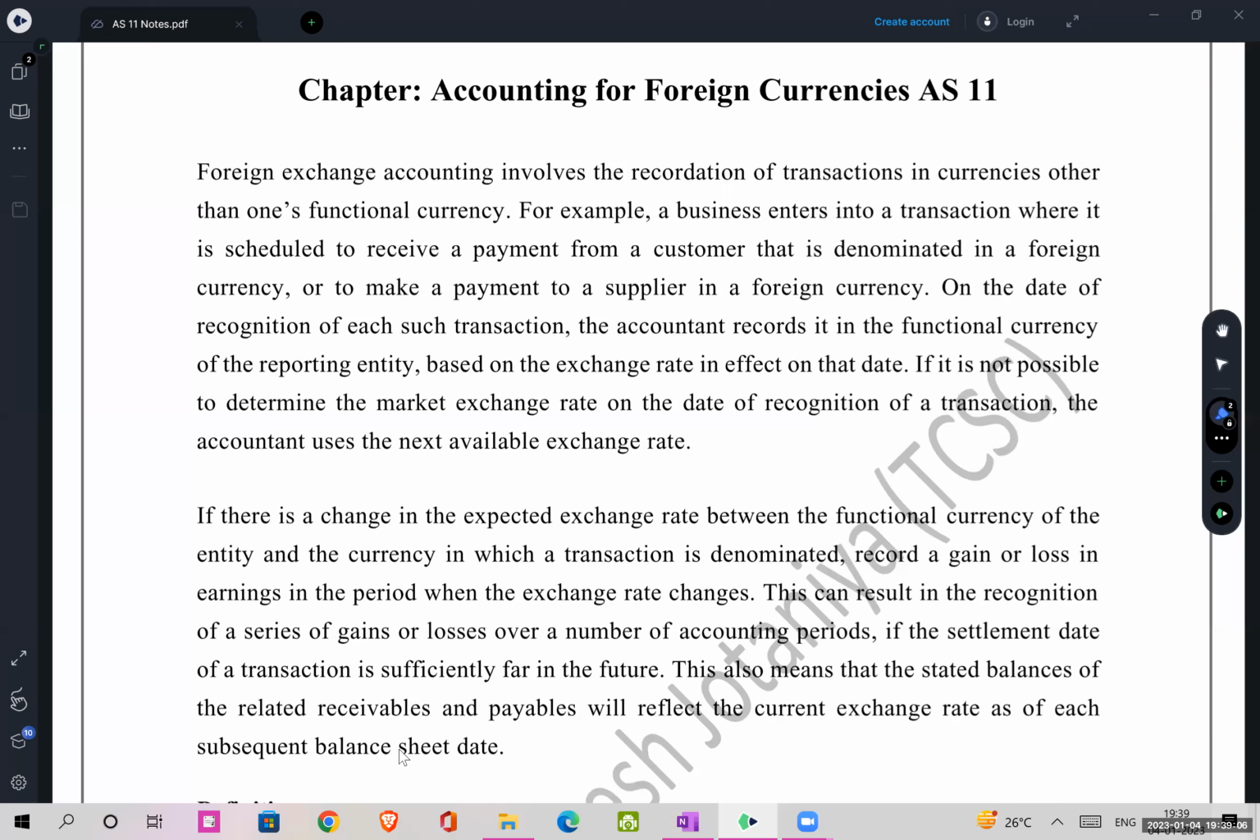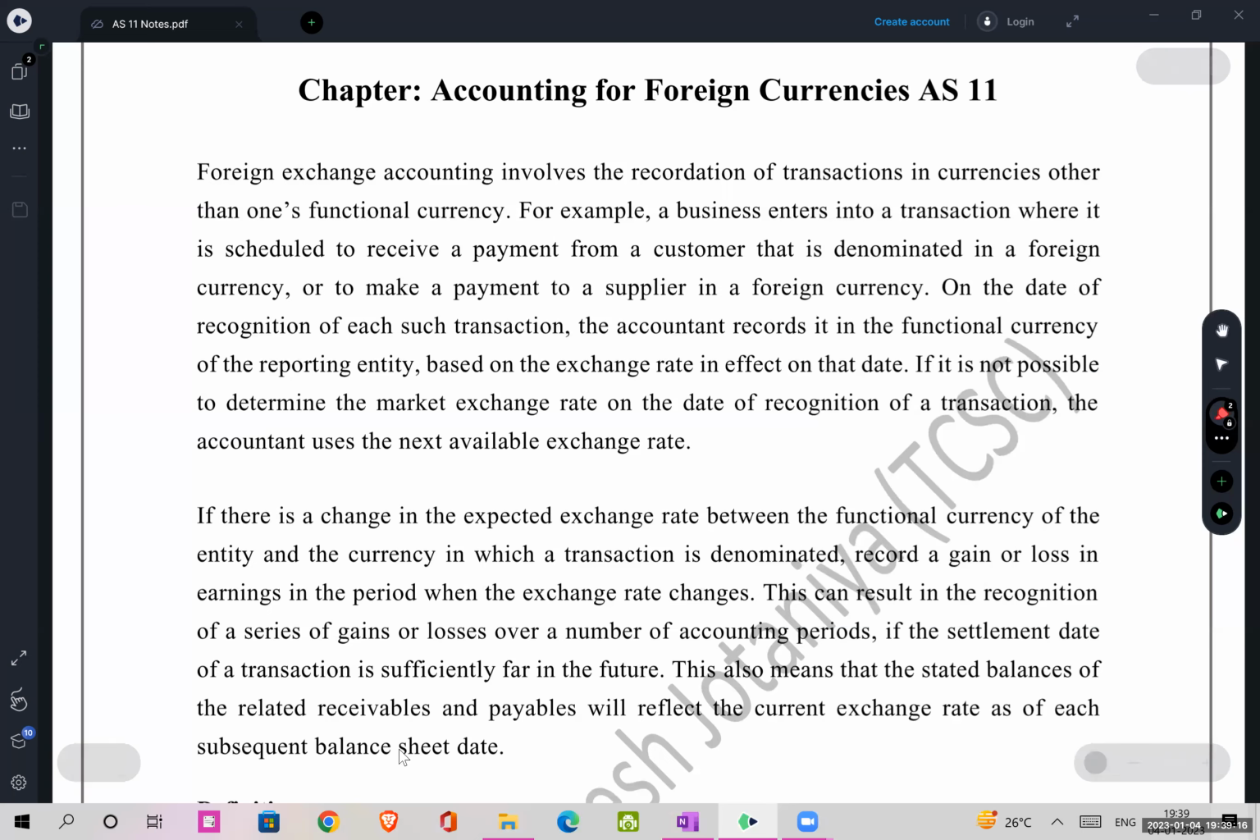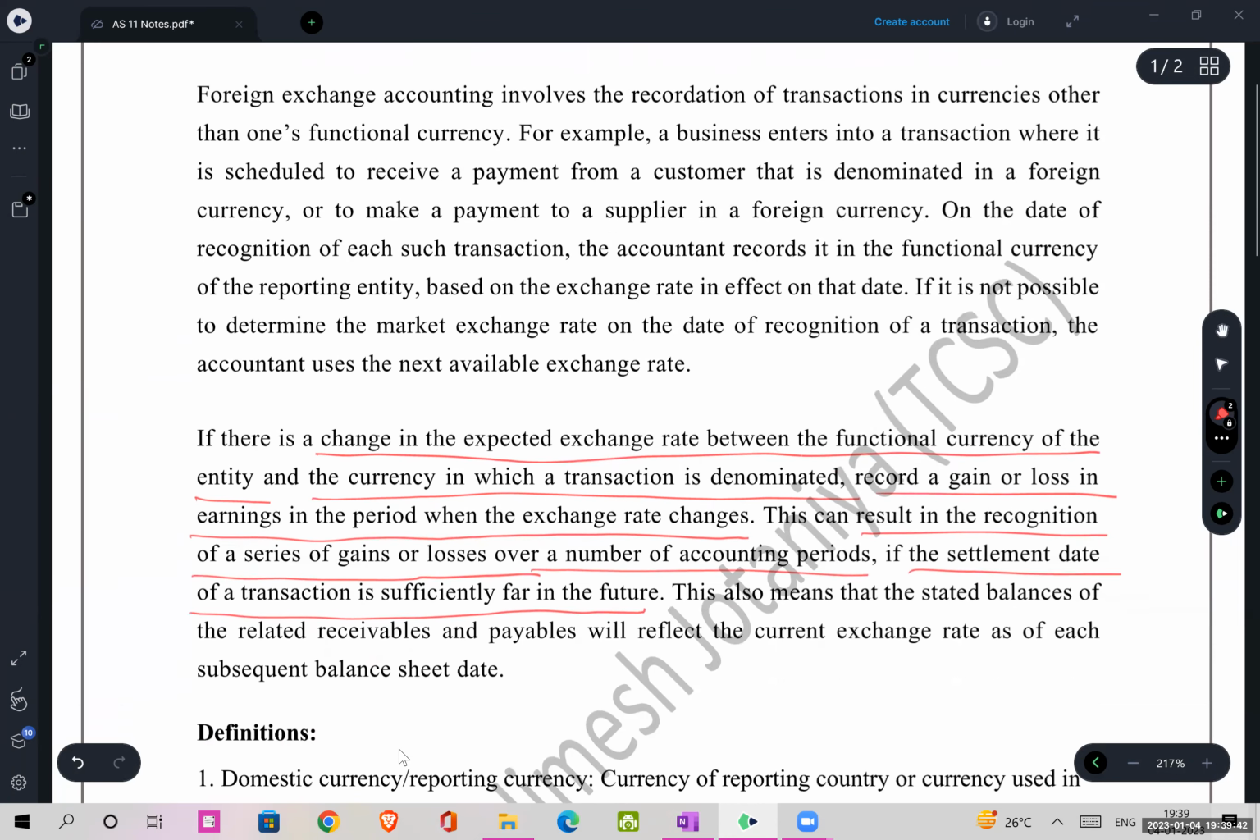If there is a change in the expected exchange rate between the functional currency of the entity and the currency in which the transaction is denominated, we record a gain or a loss in earnings in the period when the exchange rate changes. This can result in the recognition of a series of gains or losses over a number of accounting periods, if the settlement date of the transaction is sufficiently far in the future. Now, what do all these things mean?